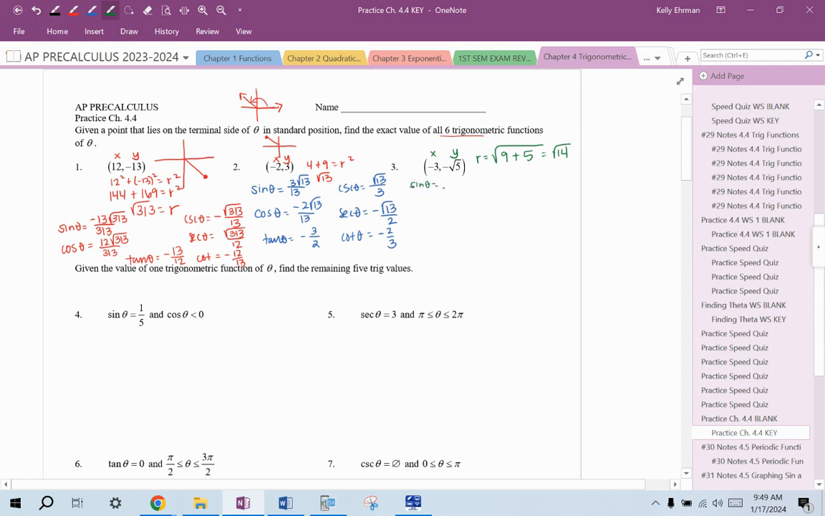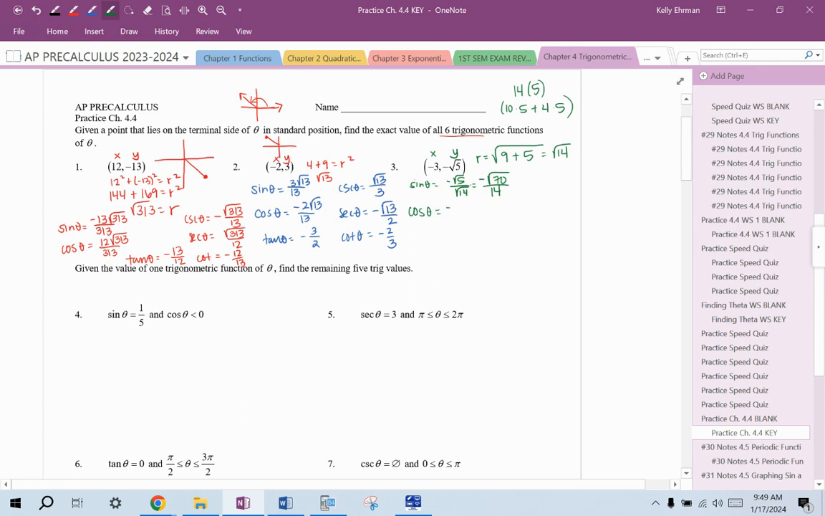Sine theta, now this is a little bit ugly. It's negative radical 5 over radical 14. I can't simplify 5 over 14, so I just need to rationalize. So that's negative square root of 14 times 5, which is 10 times 5 plus 4 times 5 using the distributive property. So 50 plus 20 is 70. And then that would just be over 14, because I multiplied by radical 14 over radical 14. And radical 70 doesn't simplify.